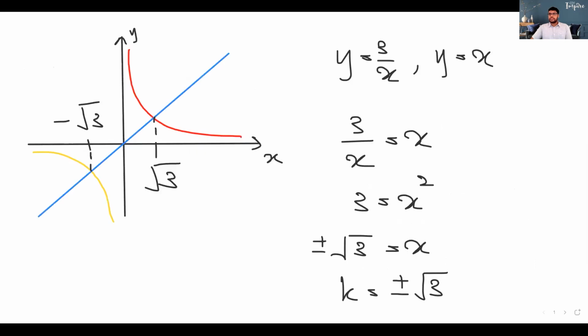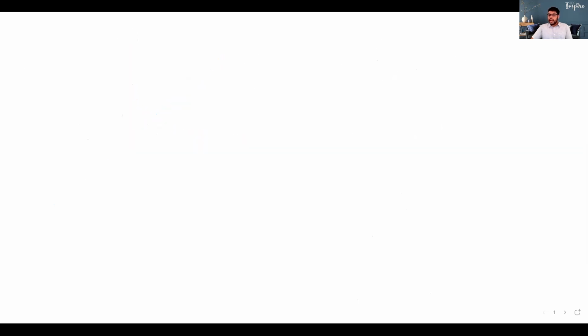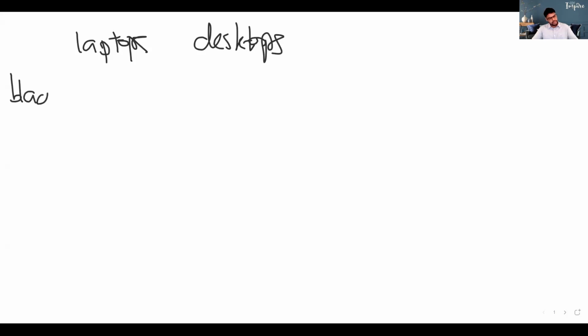Next, children, it says a manufacturer of computers makes laptops and desktops either in black or white cases. So there are 10 black laptops, 20 white laptops, 4 black desktops, and 15 white desktops. Write this information in a table and then in matrix form. So children, I'll write it like this. So we'll have laptops and we'll have desktops, right? Then we'll have black, then we'll have white. So I hope you can read my quick handwriting, right?